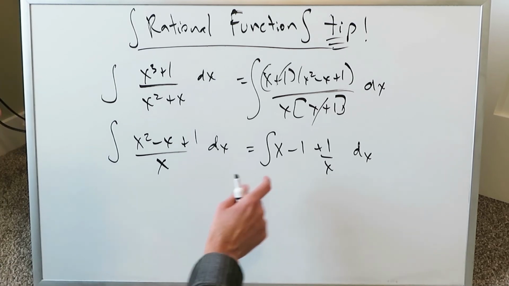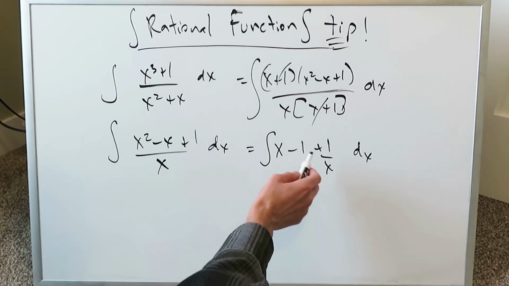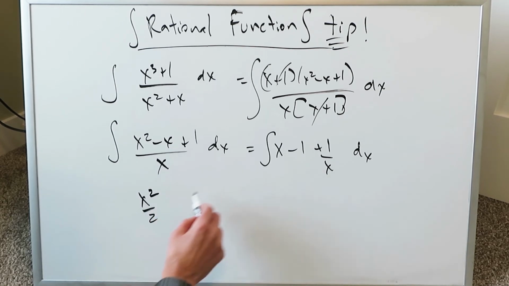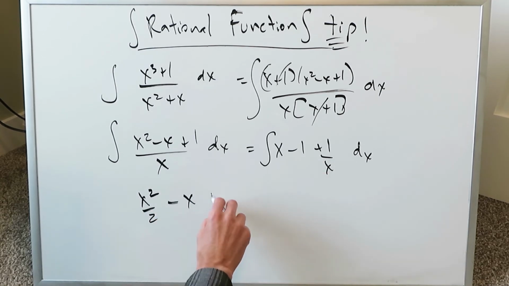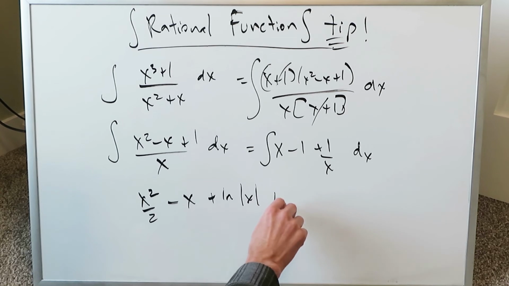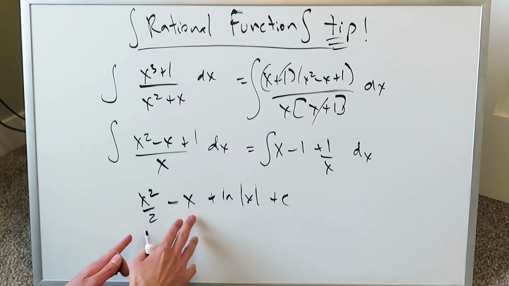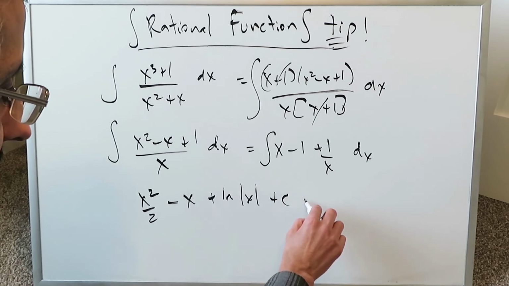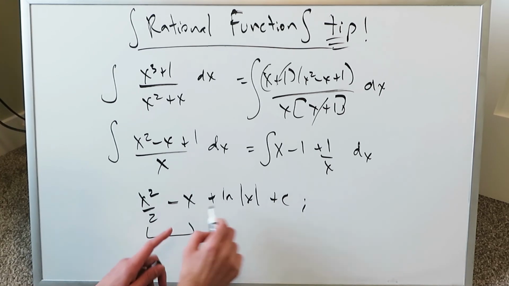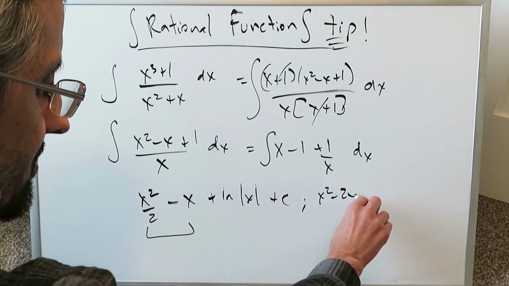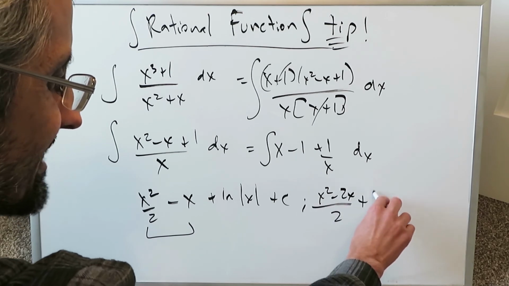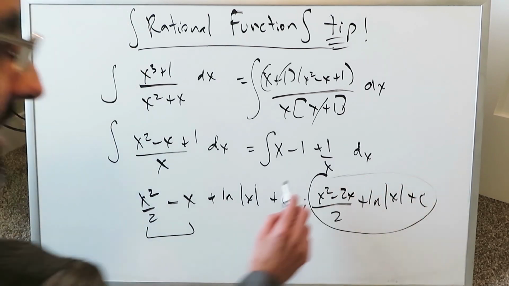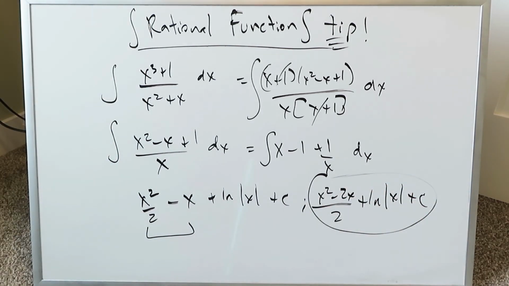Now when you look at this, the antiderivative is very easy. It's a polynomial. From the x, you'll generate x squared over 2. From the minus 1, you'll get a minus x. From here, you'll get natural log of the absolute value of x, and then plus c. You can again do a common denominator here if you want. My common denominator here with the 2 affecting only this part would be x squared minus 2x all over 2 plus natural log of the absolute value of x and then plus c, and this right here is my final answer, and it completes this video.